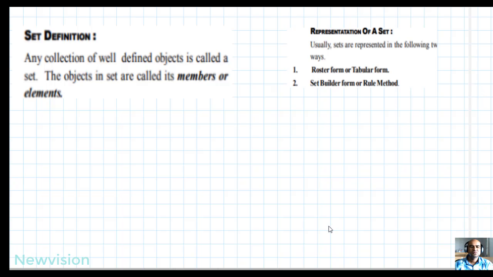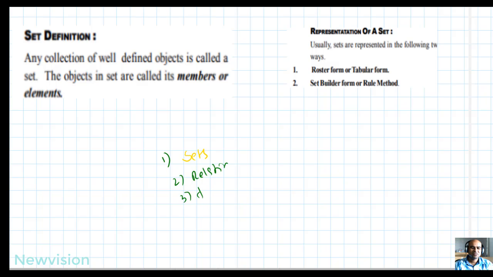Yeah, hello students. Today I am going to start a new topic called sets. Sets, so important part. Actually, this is the first part of calculus. After sets, the second part is relations.